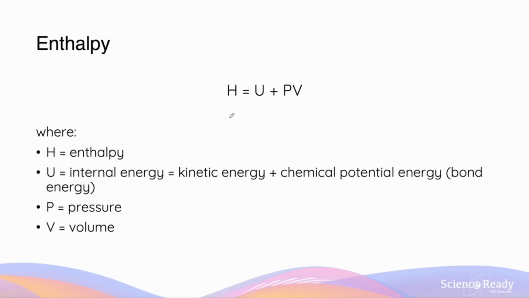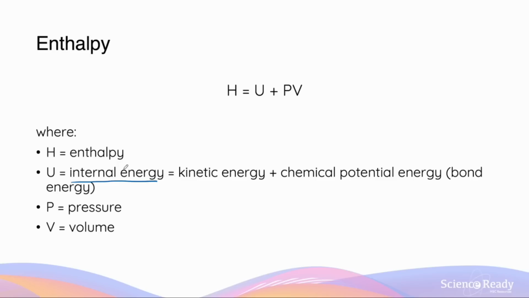We'll quickly talk about the definition of enthalpy, and we'll return to the idea of bond energy and discuss it in conjunction with enthalpy. Enthalpy is specifically given by the following equation. It equals U, which is the internal energy of the chemical system, plus P, the pressure of the system, multiplied by the volume of the system.